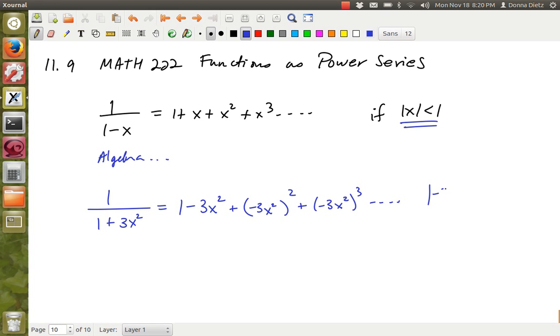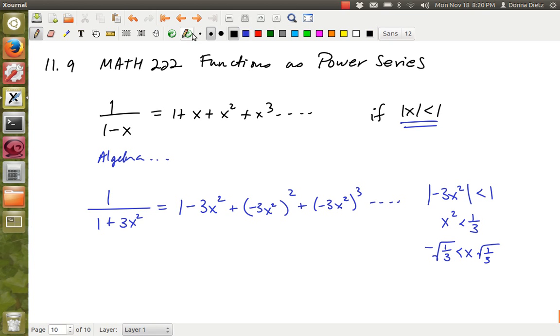So the minus 3x squared has to be between minus 1 and 1. So obviously that negative sign is just going to go away. All right, x squared has to be less than a third. So x is plus and minus square root of a third. That works. Okay, does that work? I think that works. Okay, that's pretty amazing. So we can do all sorts of stuff.